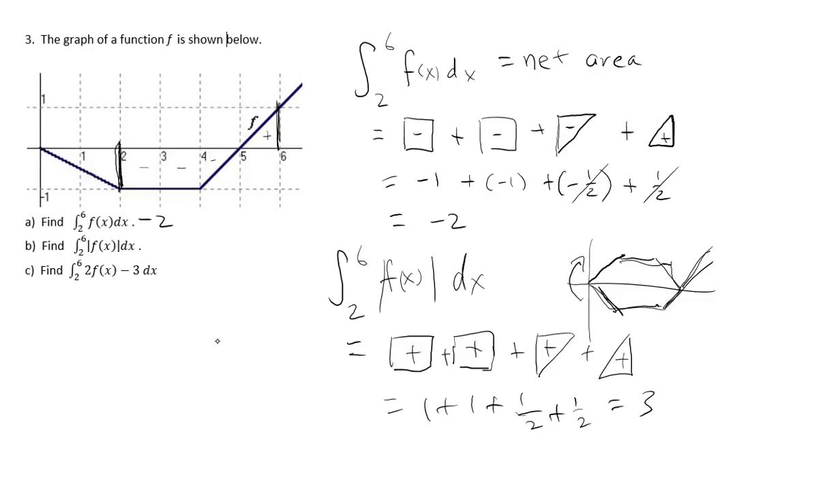Now part C has to do with figuring out the integrals by linearity of an integral. What is linearity? Linearity means when you have addition or subtraction, you can split the integral this way. And then furthermore, when you have any constant multiple, you can pull it outside. So it's 2 times the integral from 2 to 6 of f of x dx.